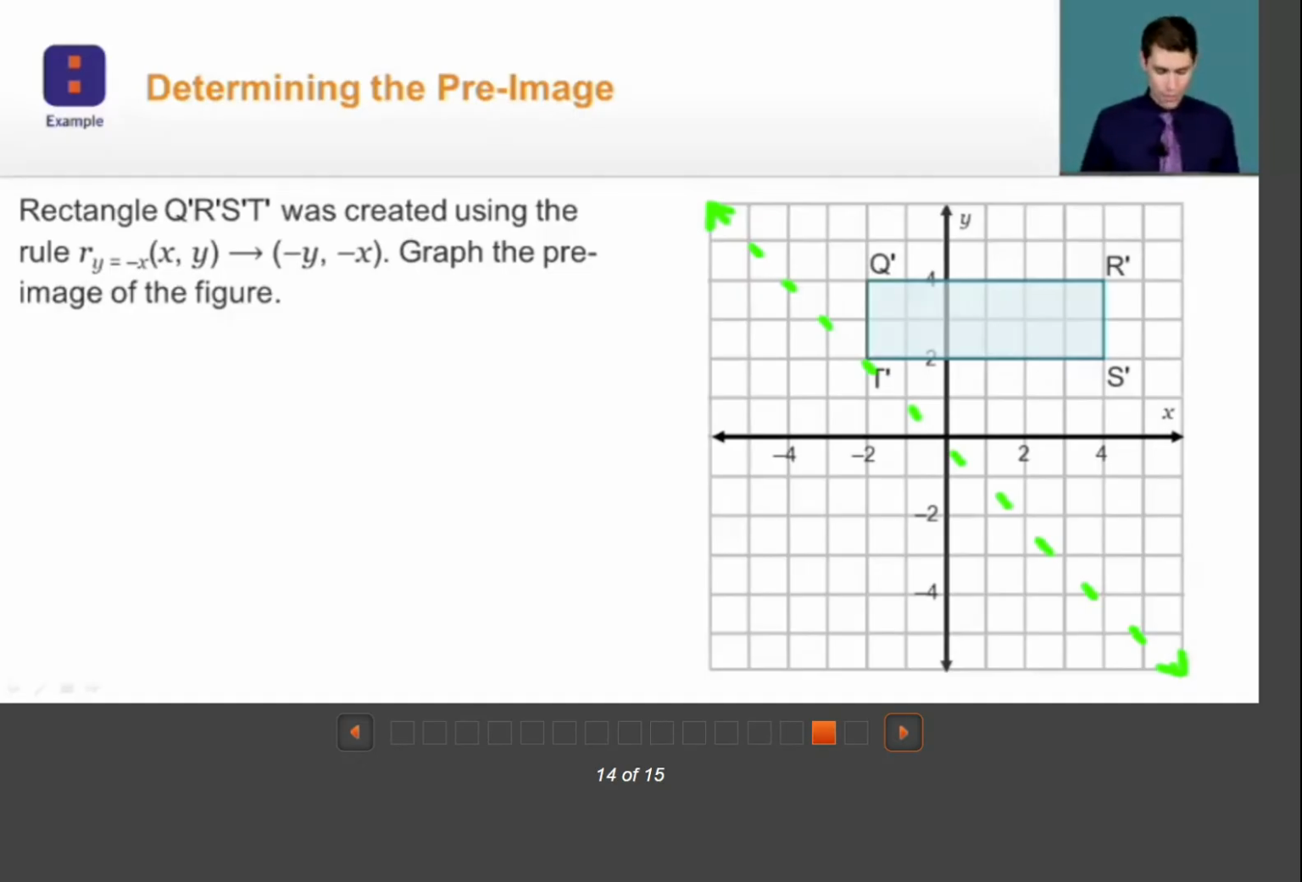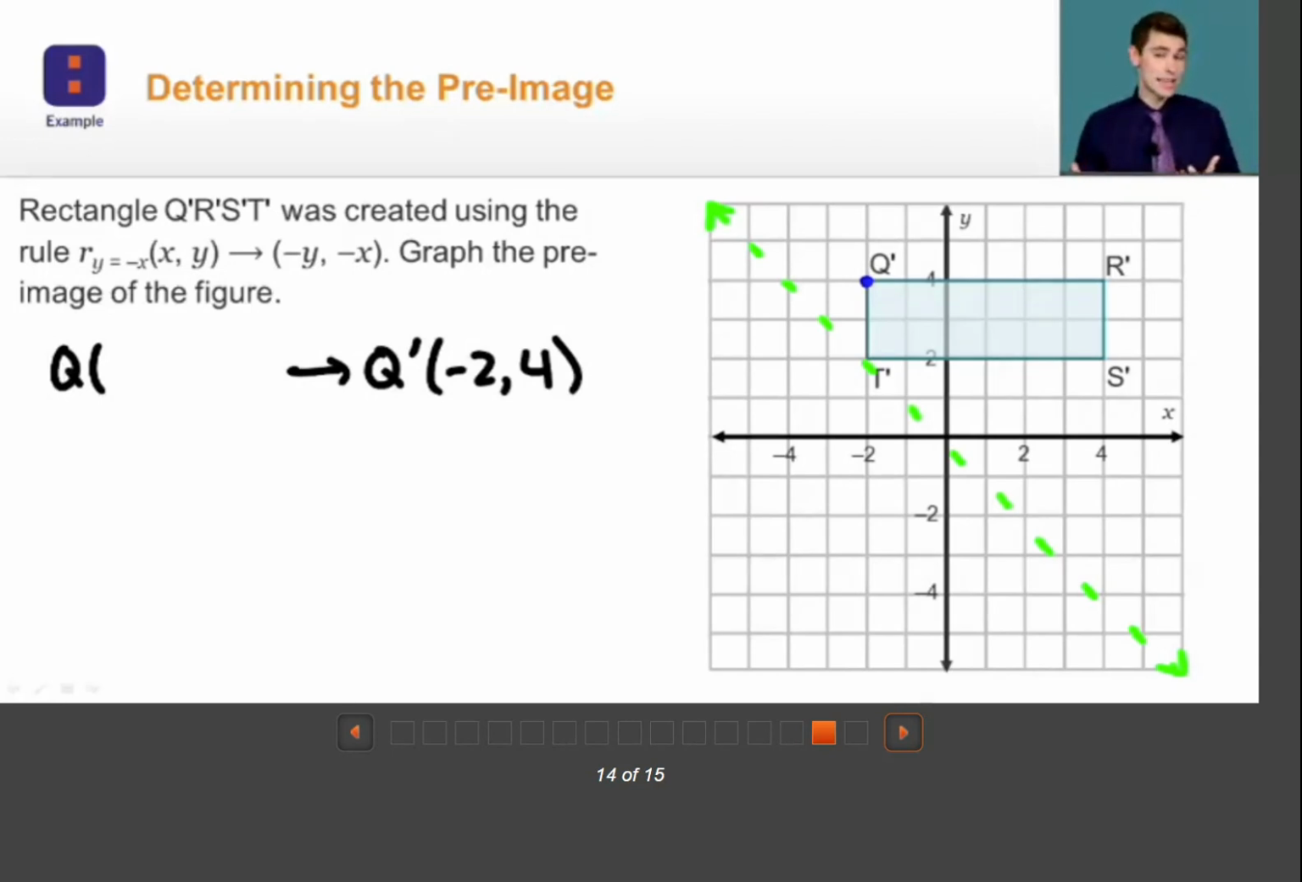Now, let me begin by looking at point Q prime. Because this is point Q prime, that's where this rule maps to. So I'm actually going to add it on the right here. And I see that Q prime is at (-2, 4). I need to work backwards to figure out what point Q is in the pre-image. Now, the rule tells me that I need to switch the x and y coordinates and then negate each. So I'm going to do that in the opposite direction. I'm going to negate each, so I have (2, -4), and then I'm going to switch those two coordinates. So that means Q is at (-4, 2). All right, let me go ahead and add that to the coordinate plane.